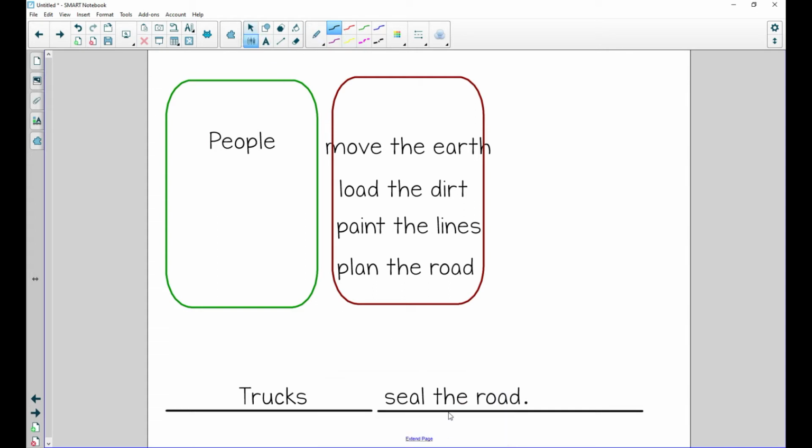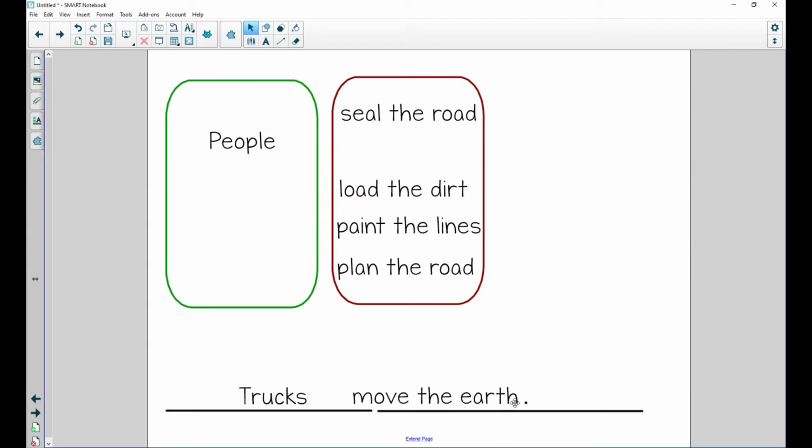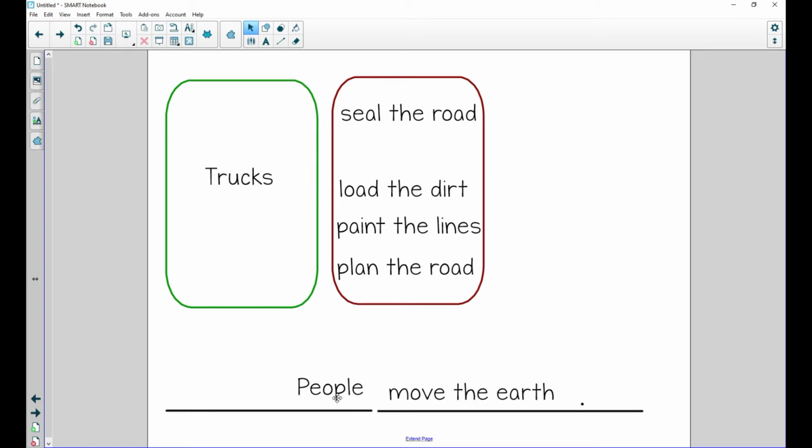Now let's make another one. Let's change it to move the earth. Move our period down. And now we have the sentence, trucks move the earth. Alright, that's a good sentence too. We even have a period and a capital letter. Let's change our subject now to people. Now it says people move the earth. That's a little silly, but it still has a subject and a predicate, a period, and starts with a capital letter.